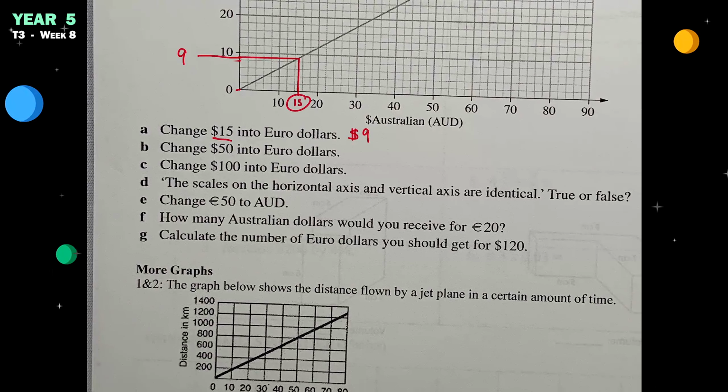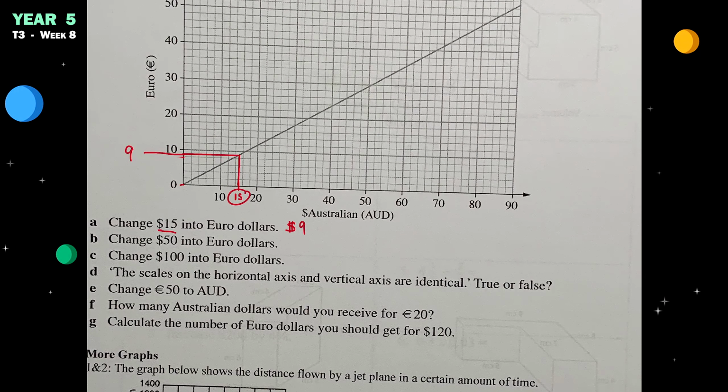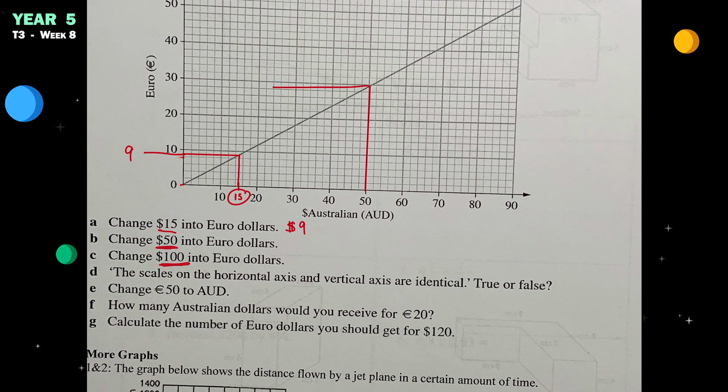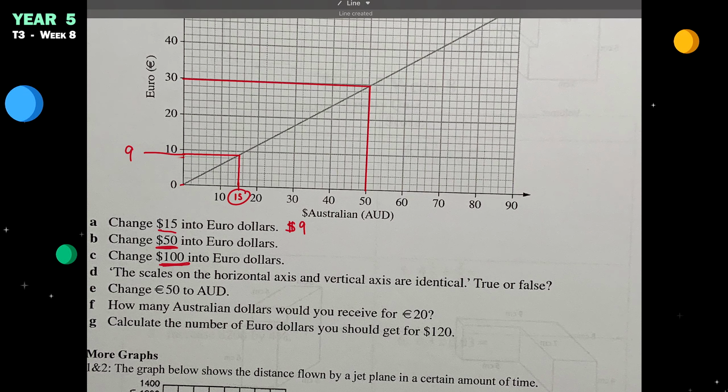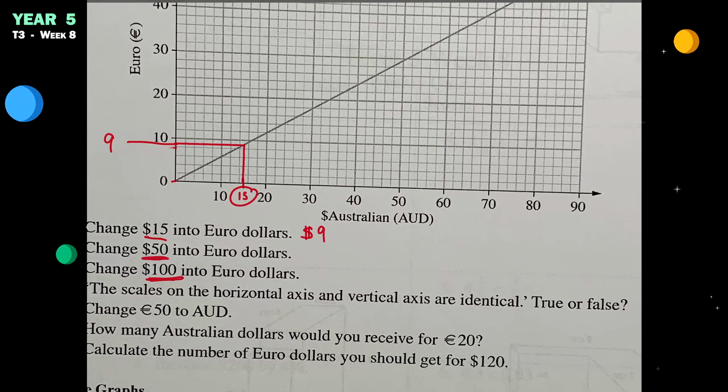Now it says change 50 into European dollars. So again, we go to 50. This is Australian dollars, these are all Australian dollars. So 50, go up, and you see it's connected to roughly 30. Could be a little less. Let me have a look. Yeah, probably a little less, but that's alright. It's not to be 100% accurate. Just say 30, it's fine.